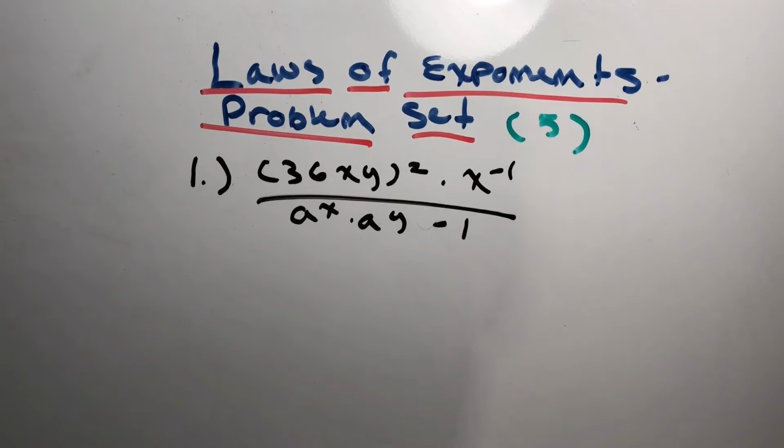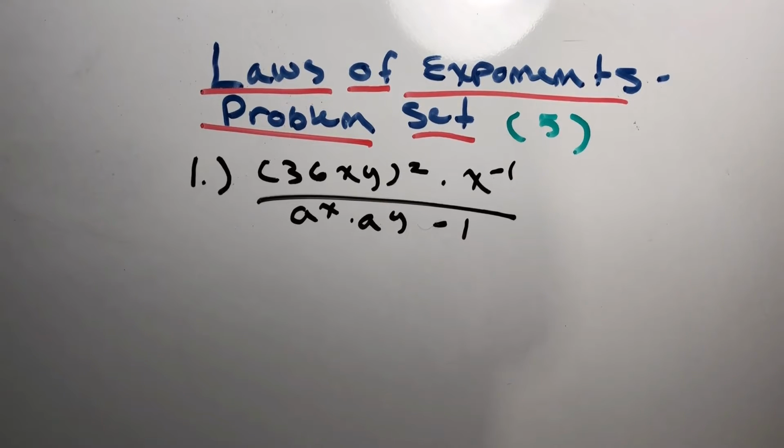So basically what we're doing is we're simplifying 36xy, and that whole thing is being squared, times x to the negative 1, divided by a to the x times a to the y minus 1.